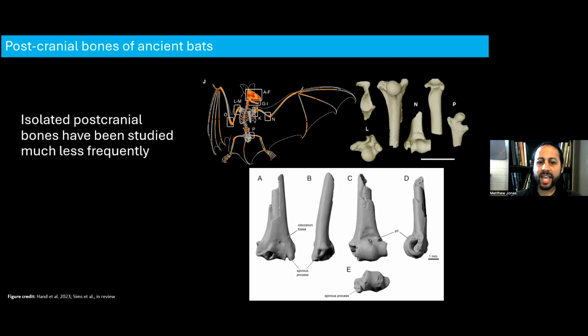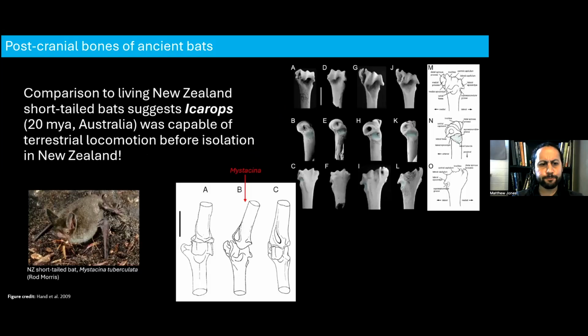And in fact, a really cool study about a little more than a decade ago looked at the distal humerus of this fossil bat from about 20 million years ago in Australia, called Icorops. And Icorops is thought to be closely related to the living New Zealand short-tailed bat. And New Zealand short-tailed bats are super cool because they're probably the most terrestrial of living bats. They spend a lot of time on the ground, foraging for insects and feeding on pollen and nectar.